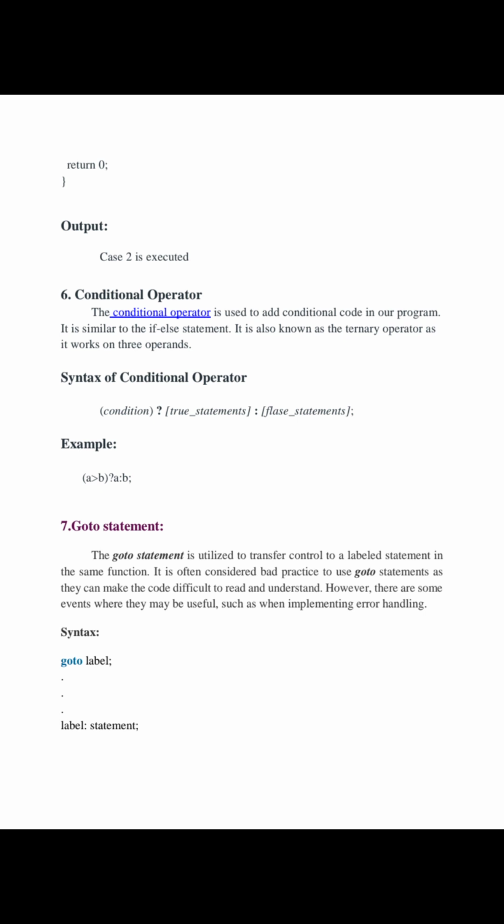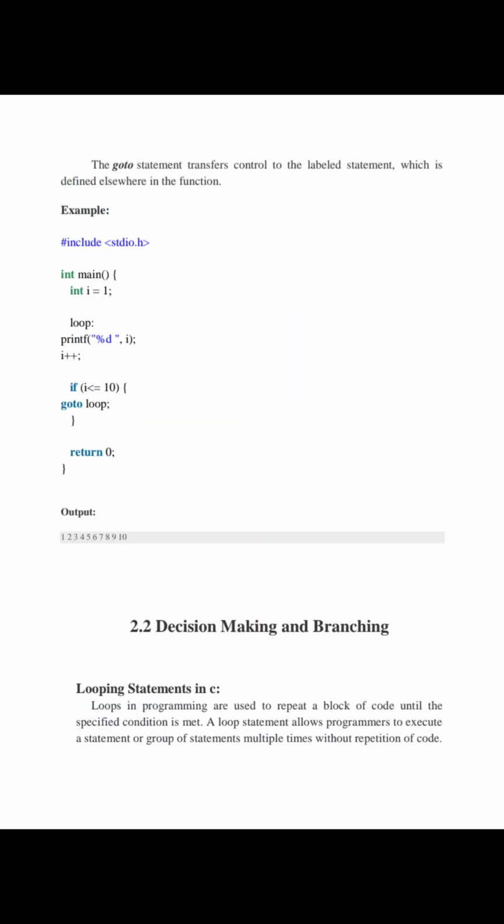Goto statement. The goto statement is utilized to transfer control to a labeled statement in the same function. It is often considered bad practice to use goto statements as they can make the code difficult to read and understand. However, there are some events where they may be useful, such as when implementing error handling. The examples and syntax are used to refer to the above concepts of conditional statements. Now we are going to discuss decision making and branching.